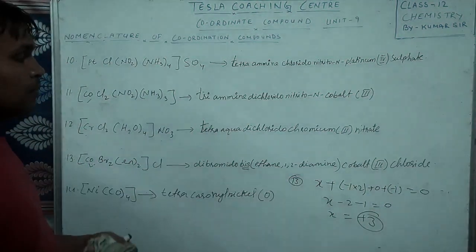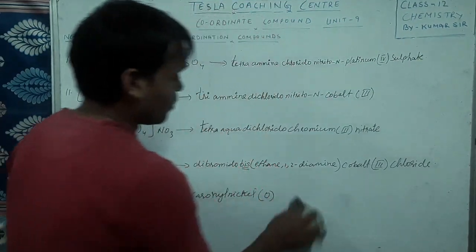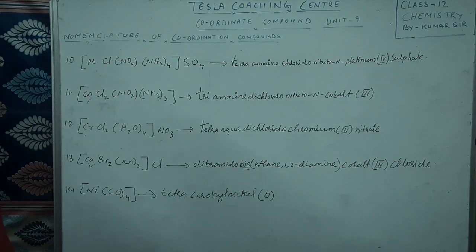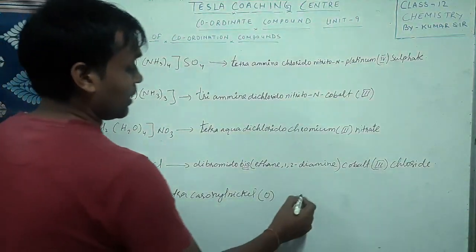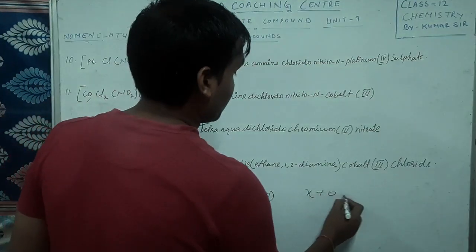Okay, students, I hope you have understood it. Now let us come to the last question of this video. Ni(CO)4. Okay, so here let's calculate the oxidation number of Ni(CO)4. The oxidation number is 0. So 0.